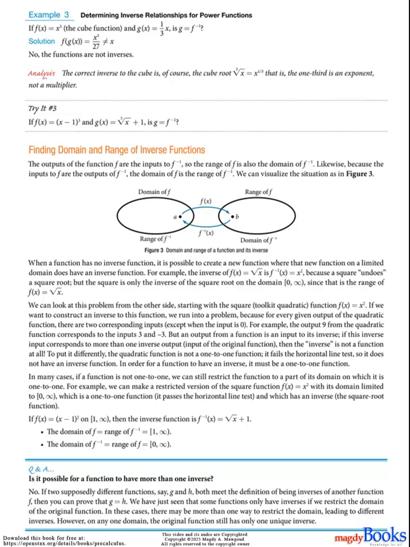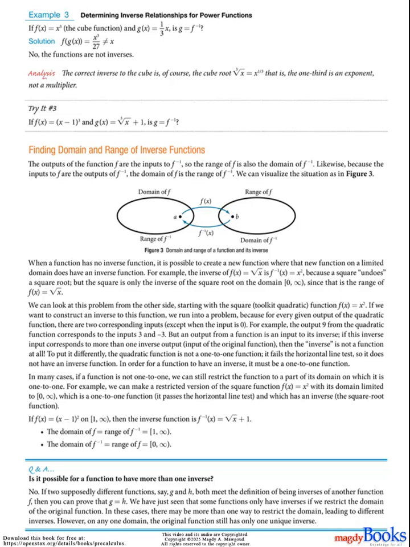Because a square undoes a square root, but the square is only the inverse of the square root on the domain [0, ∞), since that is the range of f(x) = √x. We can look at this problem from the other side, starting with the square, the toolkit quadratic function f(x) = x².